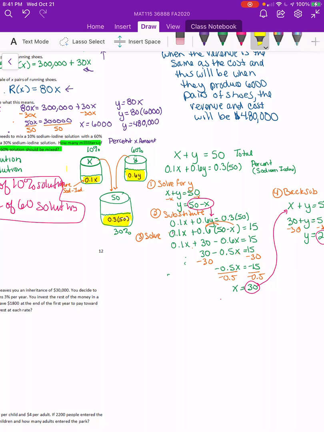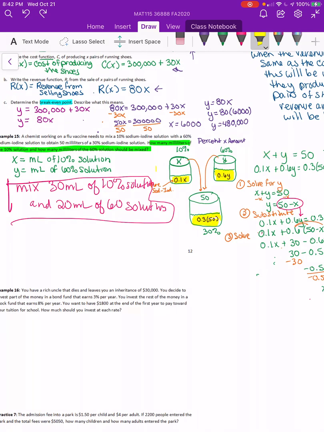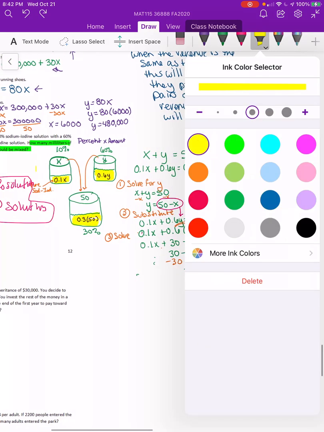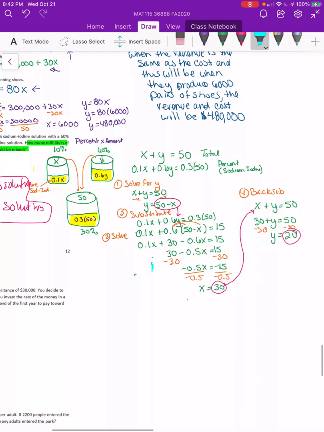Notice that the first equation that we had, actually let me highlight it in a different color. The first equation was the total. So the first equation came from the total amount. And the second equation, again, came from the percents. So in this case, we added up the percent times the amount.